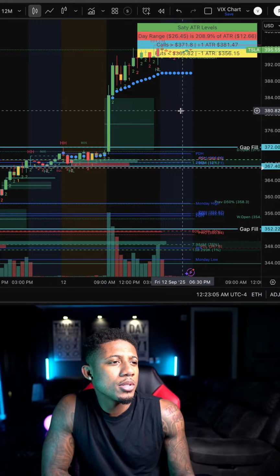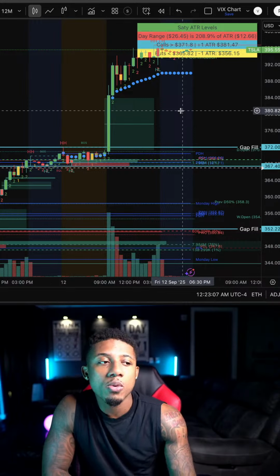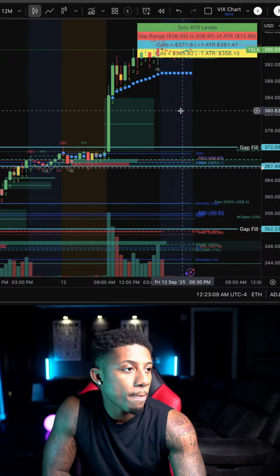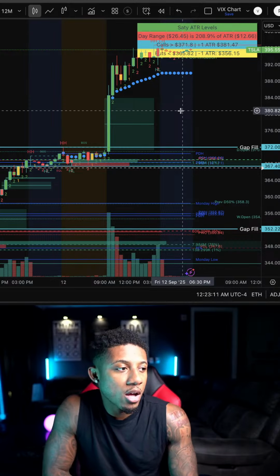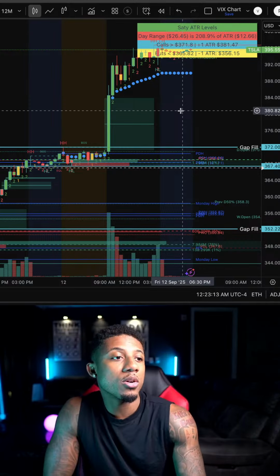Prop firms are quality. You can trade with 50K plus. Just because you could trade with more doesn't mean you're a better trader, though. If you can't grow a 5K account, there's no way you're going to grow a 50K account.